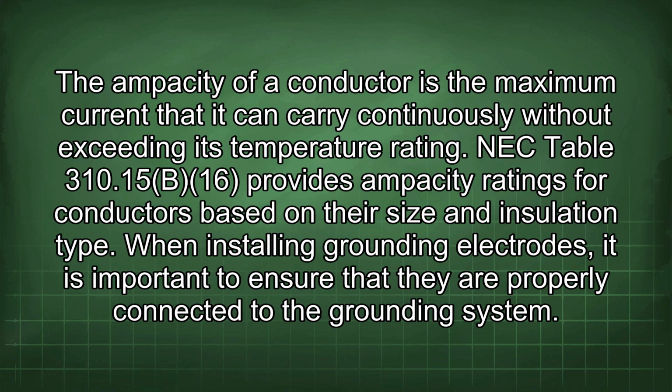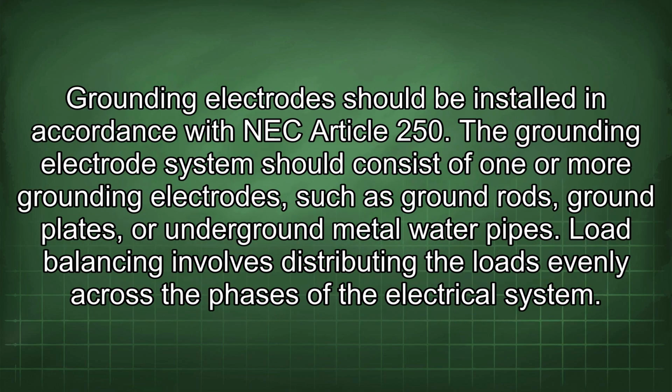When installing grounding electrodes, it is important to ensure that they are properly connected to the grounding system. Grounding electrodes should be installed in accordance with NEC Article 250. The grounding electrode system should consist of one or more grounding electrodes, such as ground rods, ground plates, or underground metal water pipes. Load balancing involves distributing the loads evenly across the phases of the electrical system.